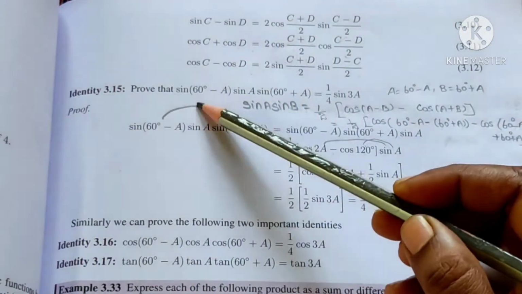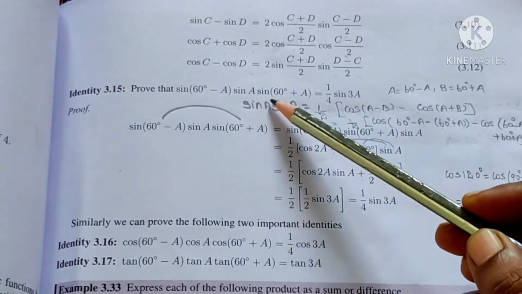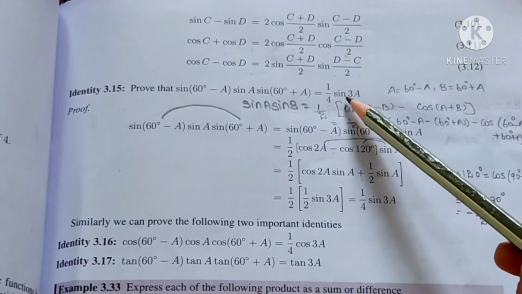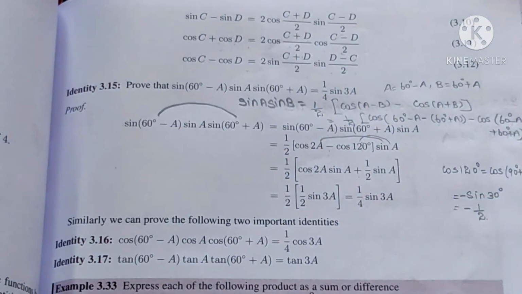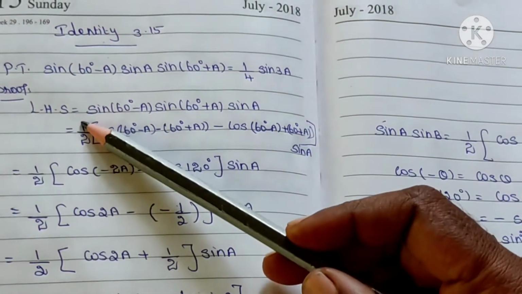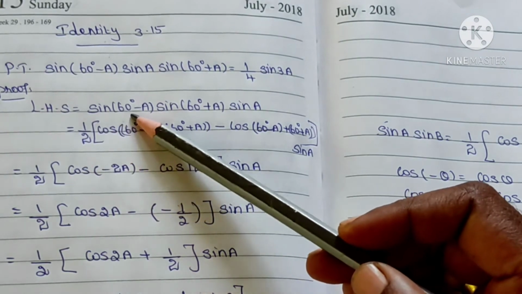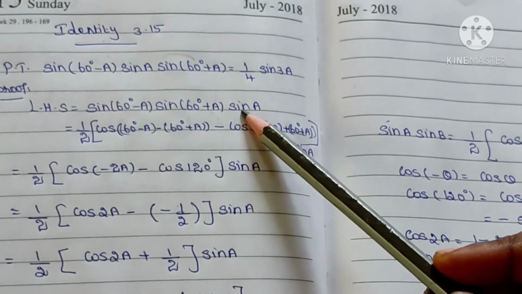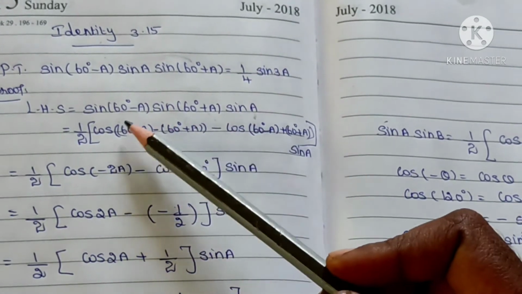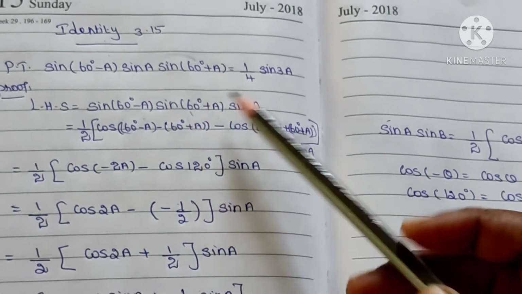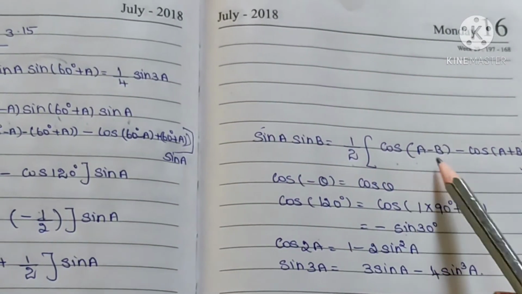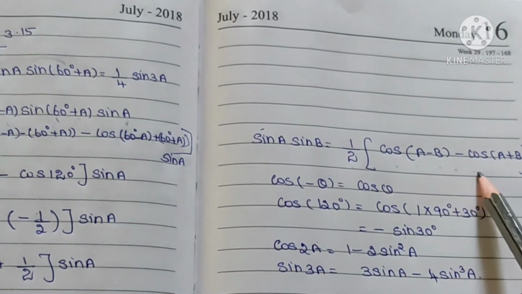Prove that sin 60 degree minus A sin 60 degree plus A is equal to 1 by 4 sin 3A. You see the proof of this identity. Take the left hand side. Left hand side is sin 60 degree minus A, combined, and write sin 60 degree plus A and sin A. Okay. So sin A sin B. What's the formula? Sin A sin B is 1 by 2 cos A minus B minus cos A plus B.